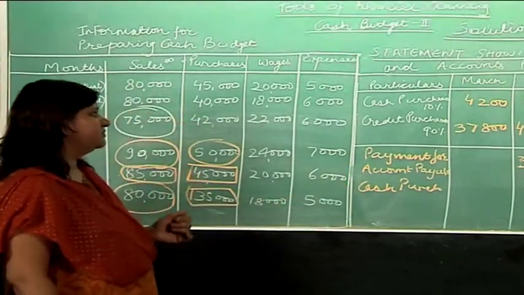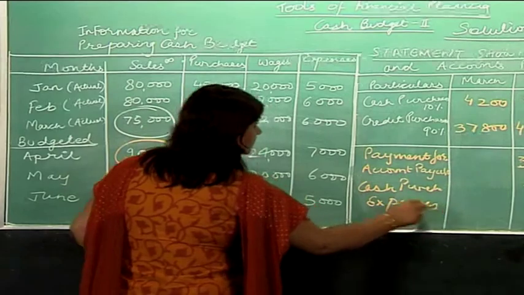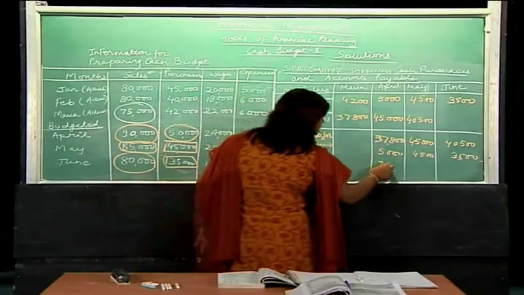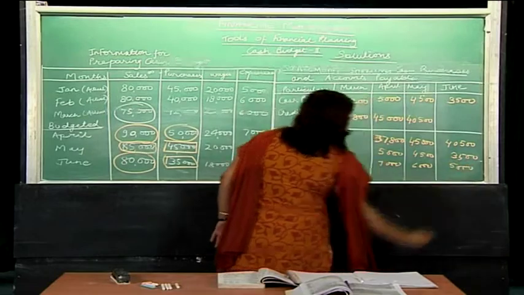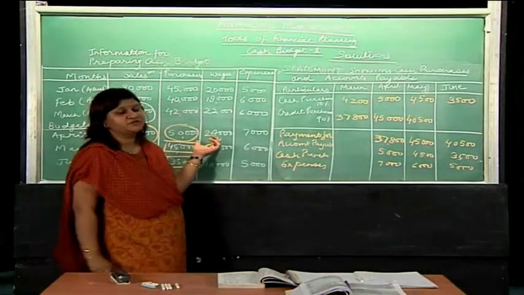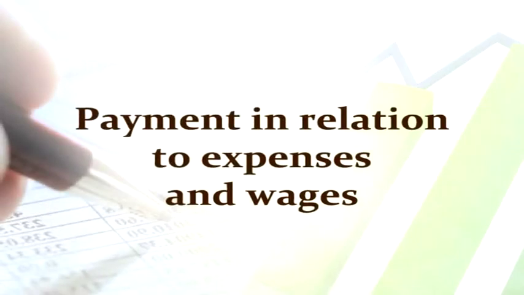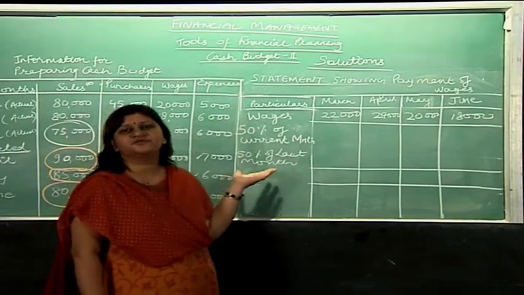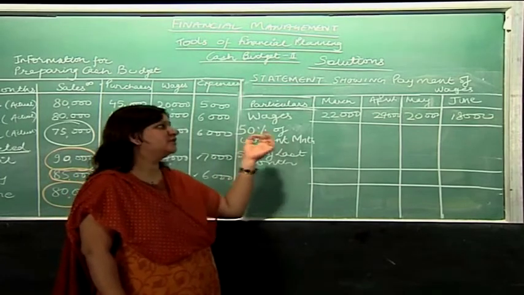Now another payment which will be made is for the expenses. It will be 7,000, 6,000 and 5,000 in their respective months, that is for April, May and June. Now another important calculation which we need to make is for the wages. So let's learn this with the help of a statement. Now we have the computation sheet for the computation of the wages to be paid, that is the amount of the cash which we need to pay for the payment of the wages.